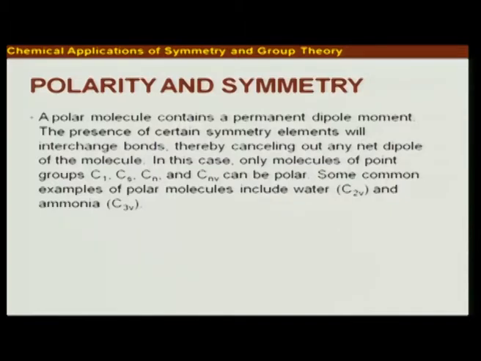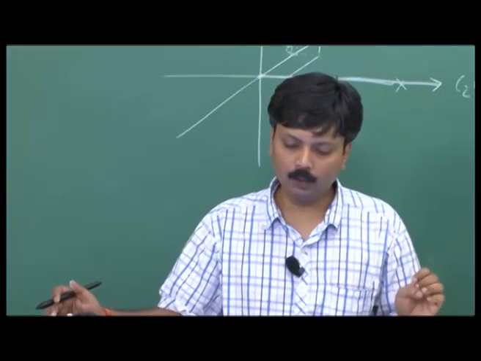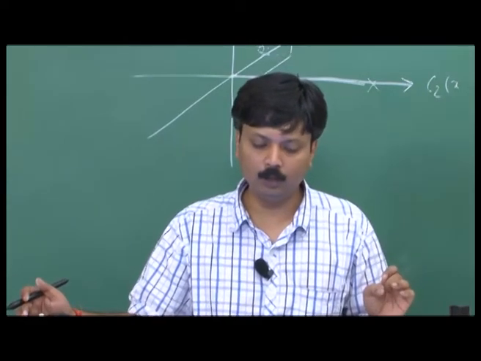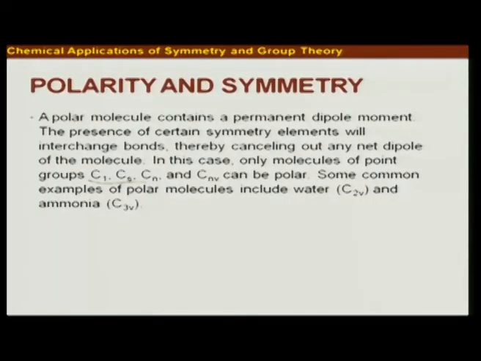The last point that I will discuss today is polarity and symmetry. Any polar molecule will have a permanent dipole moment. Certain symmetry operations can interchange the bonds and thereby cancel any possible net dipole moment. So only molecules of point group C1, Cs, Cn and also Cnv can be polar. But if you have, like, a D4h point group, it will not be polar. You can easily find out that there cannot be any net dipole moment. So ammonia is polar, but benzene is non-polar.